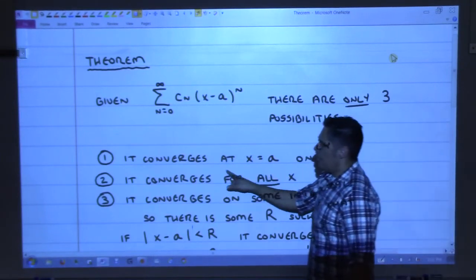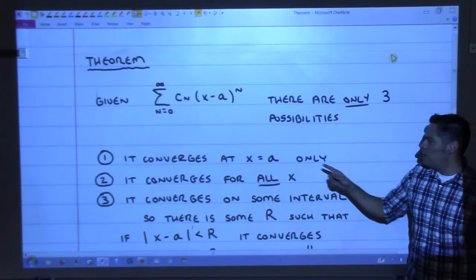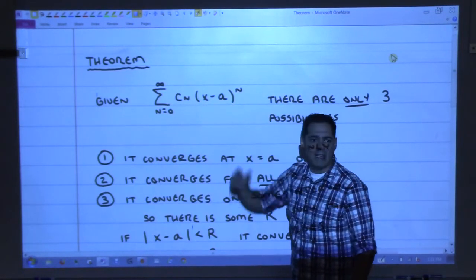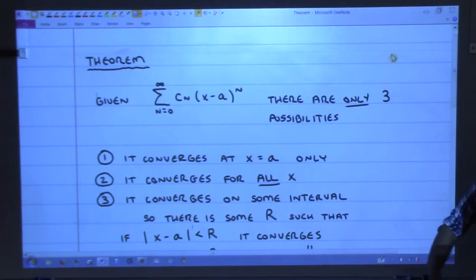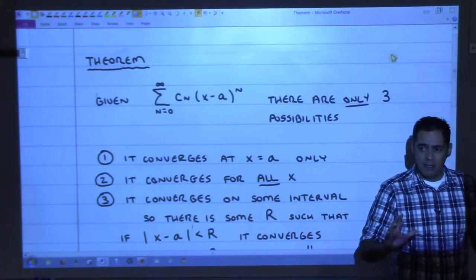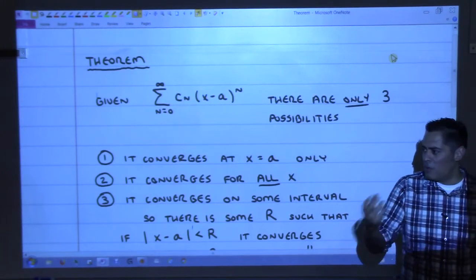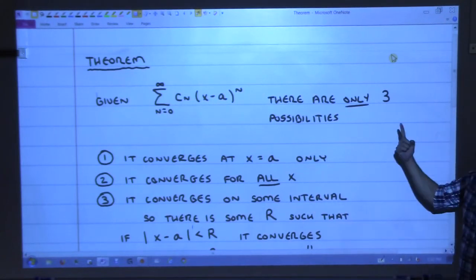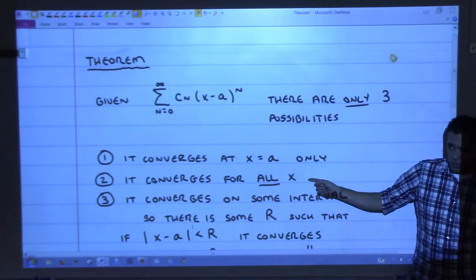First of all, it could converge at a single point only, which would be if you let x be a. If x is a here, that's 0, and you're adding up a bunch of zeros, and that's going to converge, yes? So you could have that your function is only valid at one point, which would be a pretty boring function, wouldn't it? You can only plug one value into it, and you can't plug anything else into it. That's one possibility. The other possibility is that it converges for all x. That's the Bessel function we just saw.